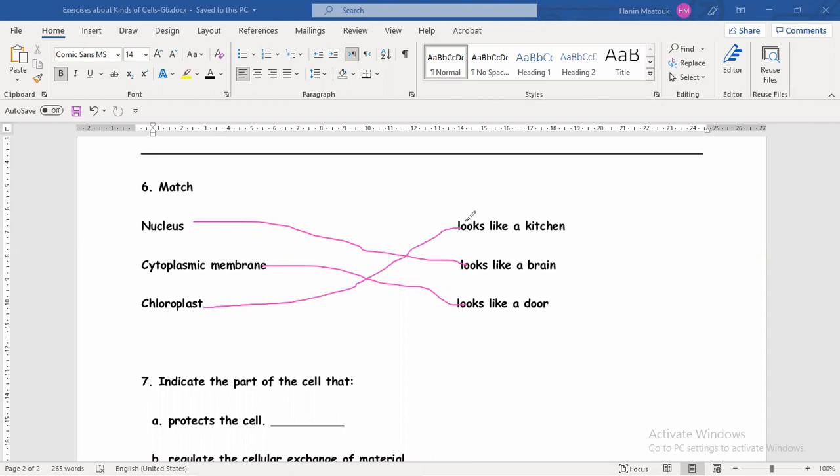This question is just to understand the functions of each of the parts, and it can also be useful for an activity to make students understand more the parts and their functions.